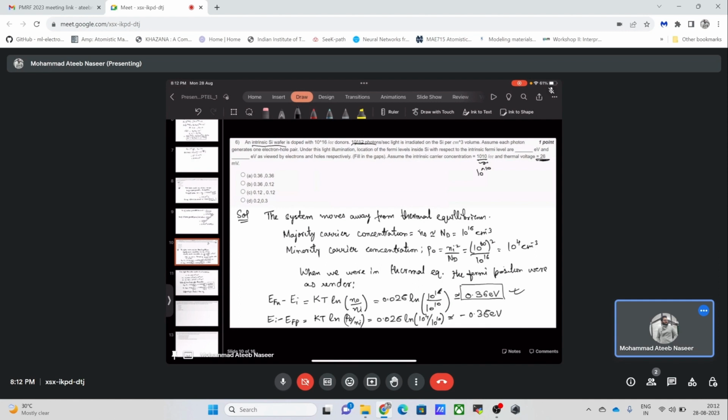So clearly option B is matching, so we would select this. The 0.36 remains for the electrons, and for holes the Fermi level is now 0.12 below the intrinsic level. For electrons, it is 0.36 above the intrinsic level, and for holes it is now 0.12 electron volt below the intrinsic level.